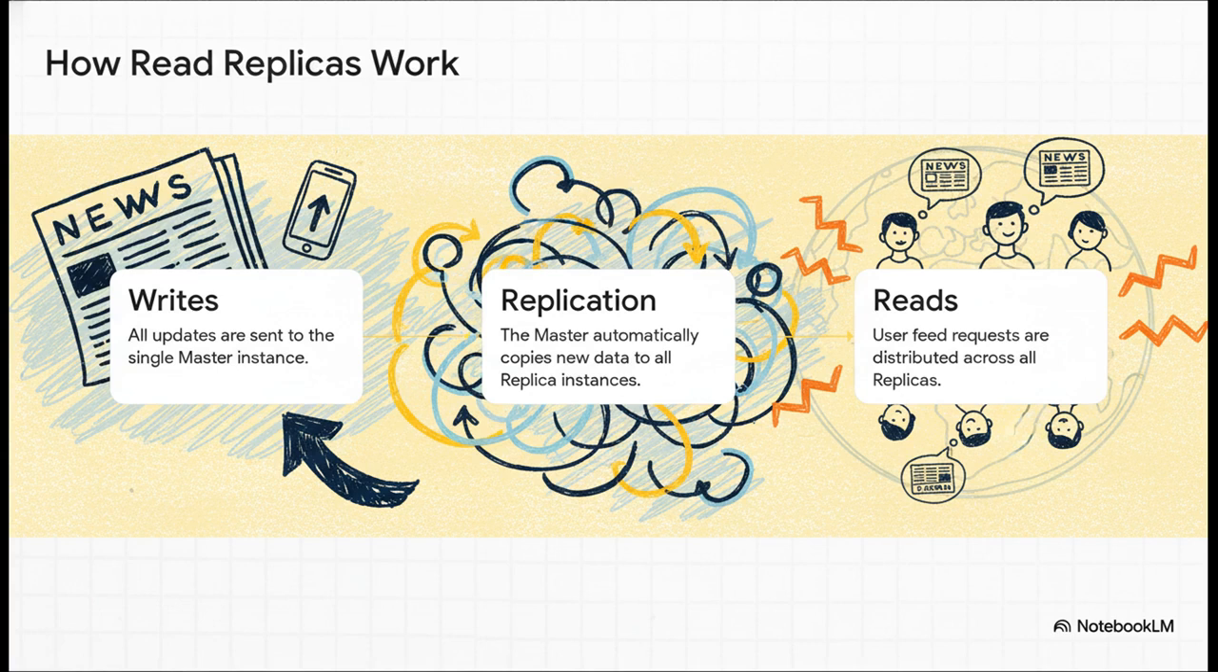It's pretty clever. All the write operations, like when a new article is added to the cached feed, they all go to a single master instance. That master then automatically replicates, or copies, the new data out to all of its replica instances. Then, that massive flood of read requests from all the users gets distributed evenly across all of those replicas. This architecture lets us absorb basically any amount of read traffic just by adding more replicas.